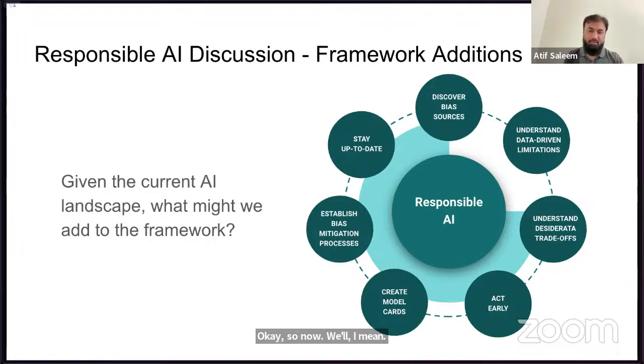Okay, so looking at the process, it's not exhaustive, right? So I would like to open the discussion table: what do you think can be added to this framework? I personally think that after you create the model cards or establish the mitigation process, you can share with the community if it is open source, or even within the organization. If it is going outside the organization, of course, keeping in mind the privacy concerns. So any ideas on what else can be added to this framework?